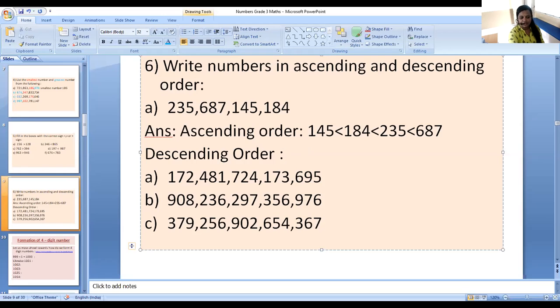In the descending order, it is exactly opposite of ascending. That comes out as the greatest number ranging to the smallest. So you write 687 is the greatest, then 235, which is greater than 184, which is again greater than the smallest number, that is 145. So I request all of you to proceed further with the next question.